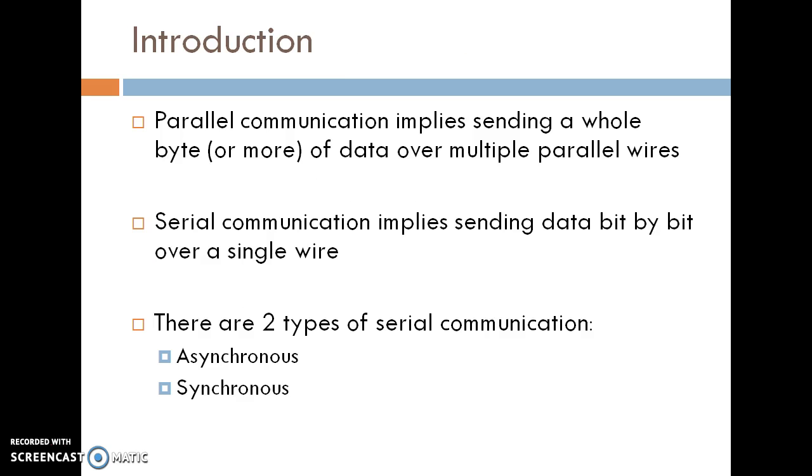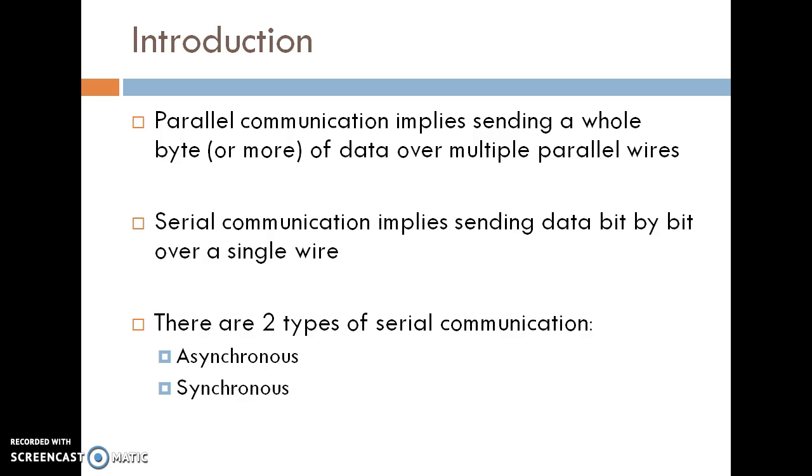So in communication, there are two types of communications available. First one is the serial communication, another one is the parallel communication. Parallel communication implies sending a whole byte of data over multiple parallel wires, while serial communication implies sending data bit by bit over a single wire.